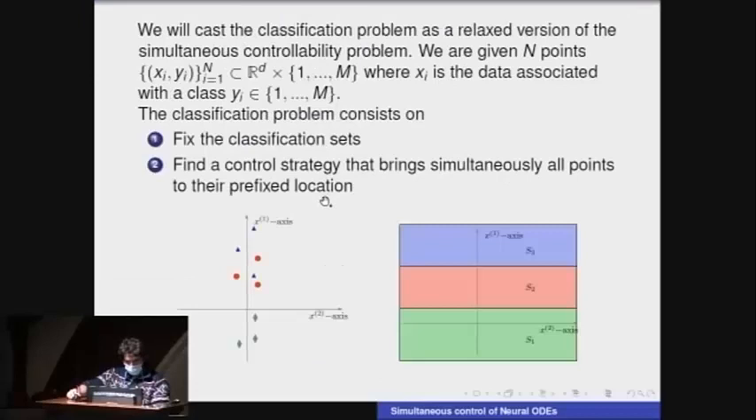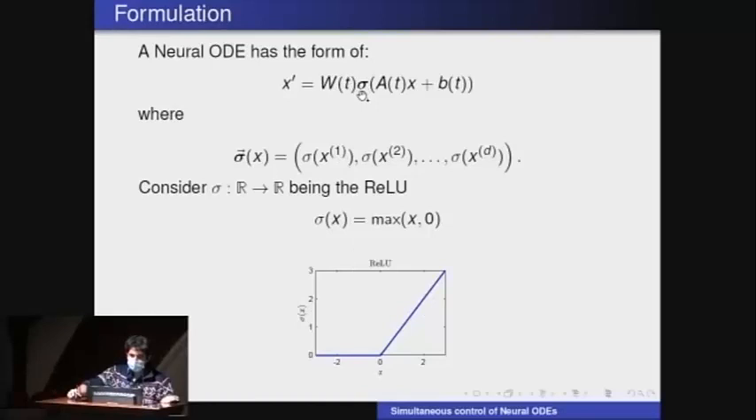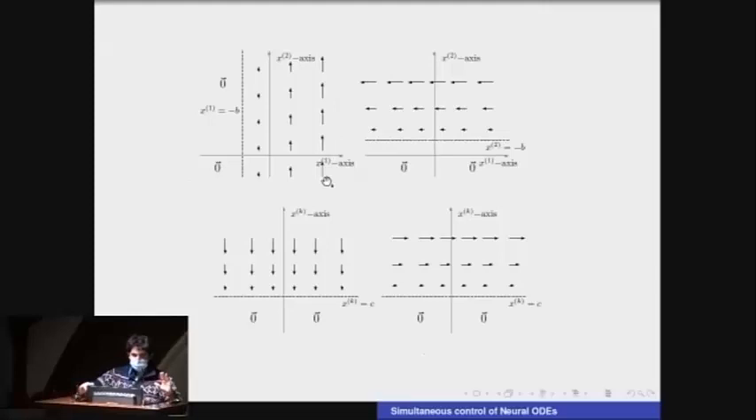I'm going to explain a bit more of the system. The particularity is that we consider sigma to be the ReLU, which is zero for negative values and linear for positive values. With Ax plus B, one can also set a hyperplane, and the control W also allows us to orient the field. This is a particular choice; the dynamics can be much richer. In particular, we can set a hyperplane such that on one side of it the field is zero, so the points there don't move, and on the other side there is a vector field that can be oriented through the control W.